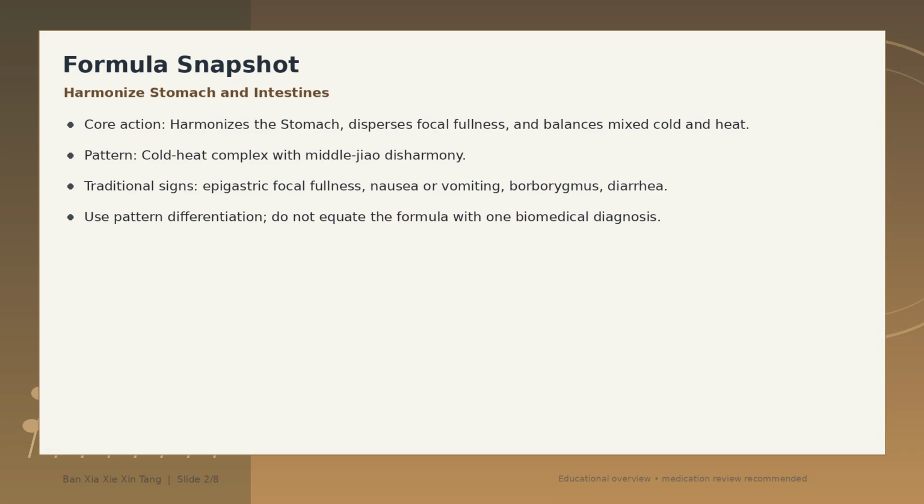Typical clues include epigastric focal fullness, nausea or vomiting, borborygmus, diarrhea, poor appetite, and a wiry rapid pulse. These findings are not all required, and the same biomedical diagnosis can present with different Chinese medicine patterns. Conversely, these traditional signs can arise from multiple biomedical conditions. That is why pattern differentiation and conventional red flag screening should occur together.